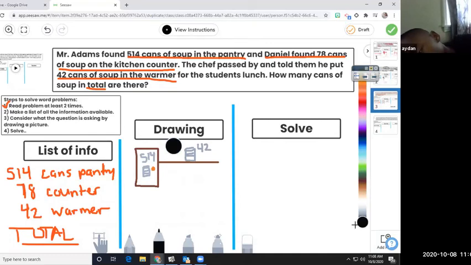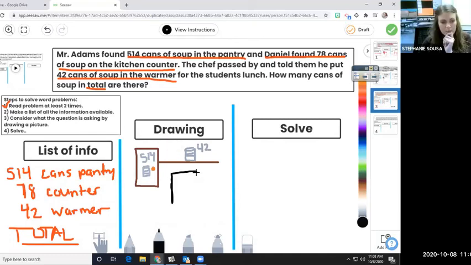And then he said he put some in the warmer. So I'm going to draw like a little warmer that keeps our food hot for us.